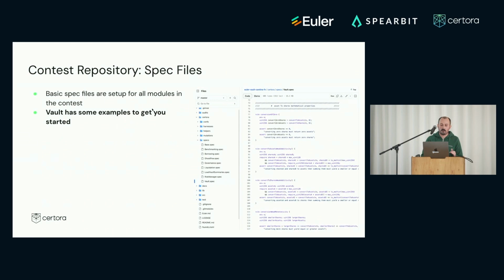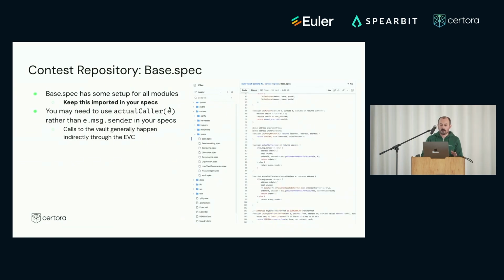The spec files have a base setup for each of the modules that are in scope for the contest. The Vault also has a few other examples to help you get started and maybe inspire you to come up with other properties. Another useful thing to know about in the specification directory is base.spec. This is not actually a set of specifications, but instead it's some reusable setup. And it's important to make sure that you keep this imported in all of the specs that you're writing. This also has a few other helper functions.